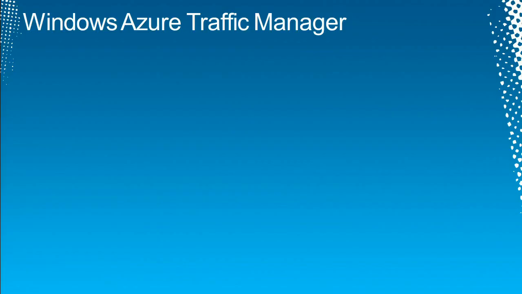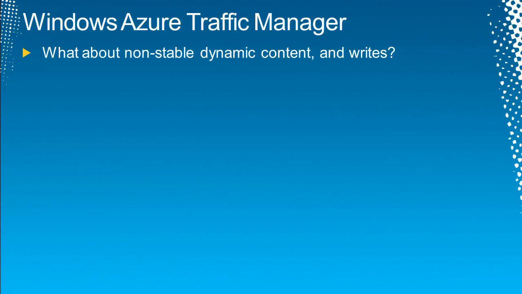Windows Azure recently introduced a CTP of something called the Windows Azure Traffic Manager, which is designed specifically to allow you to direct your users to the right service. Just like we do when users request something through the CDN, we send them to the closest point of presence. Here we can send them to the closest hosted service. So let me describe how this works. And by the way, this works for non-stable dynamic content. It also works for writes.